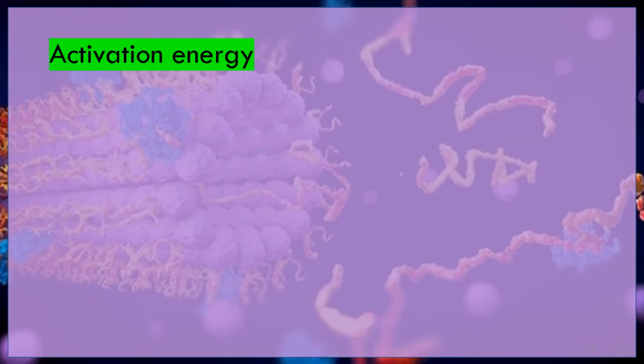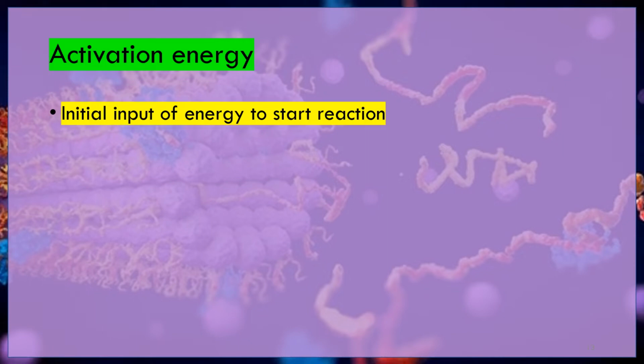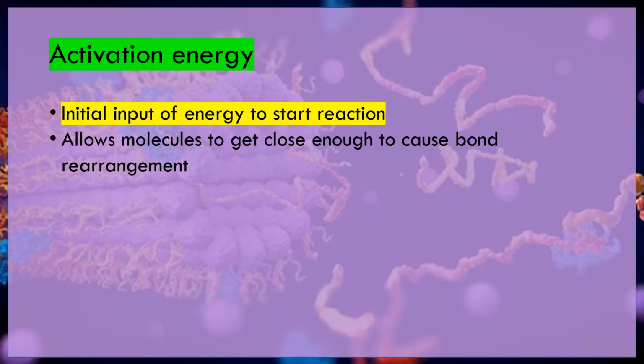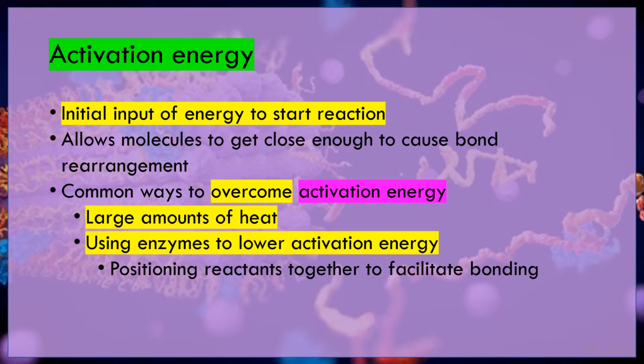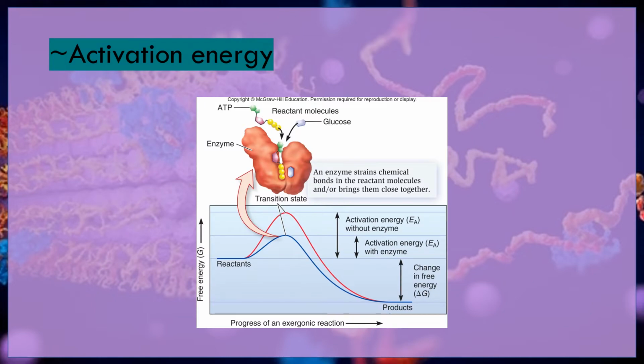Next, we're going to discuss activation energy. This is the initial input of energy to start a reaction. This allows molecules to get close enough to cause bond rearrangement. Common ways to overcome activation energy are large amounts of heat or using enzymes to lower the activation energy, which positions reactants together to facilitate the bonding. What this means is imagine yourself trying to get off the couch. That energy initially needed to push yourself off the couch would be activation energy. And here we just have a diagram that shows the activation energy needed to use a molecule or an enzyme.